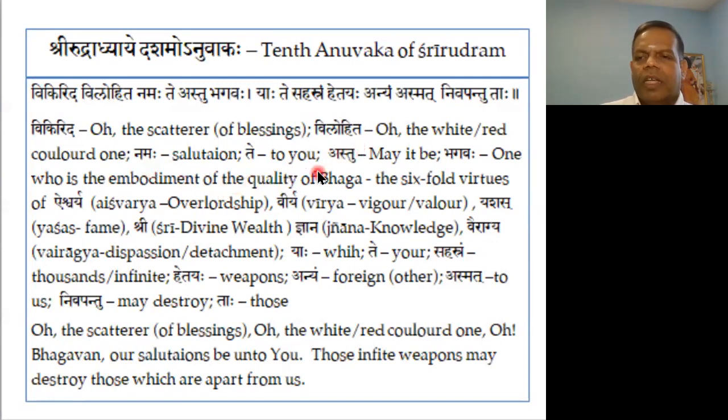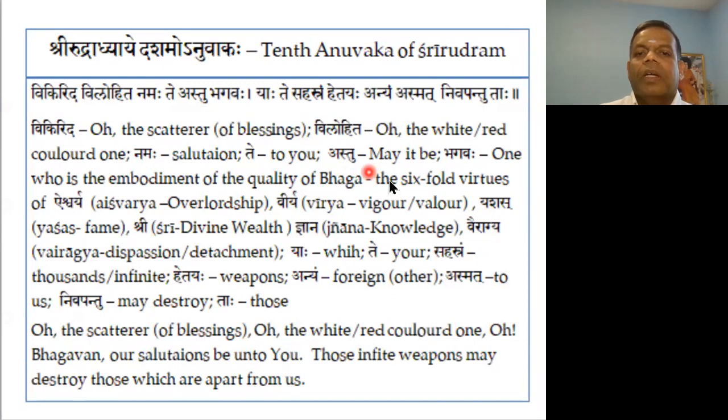Namaha, salutation, te, to you. So we are saying Vikirida, one who grants us all blessings, the one who is of golden, red, or white color, our salutation to you. Astu, let our salutation be to you.